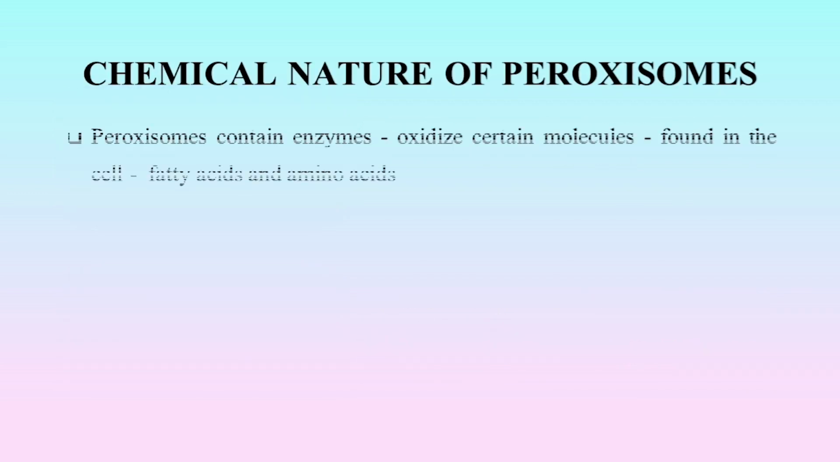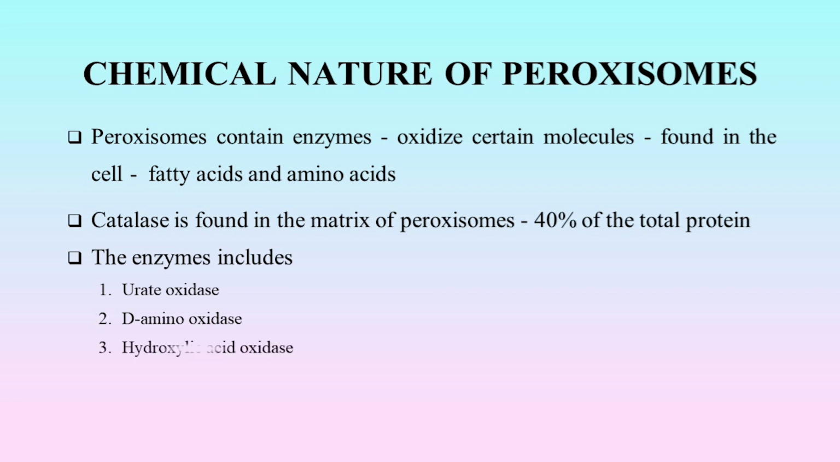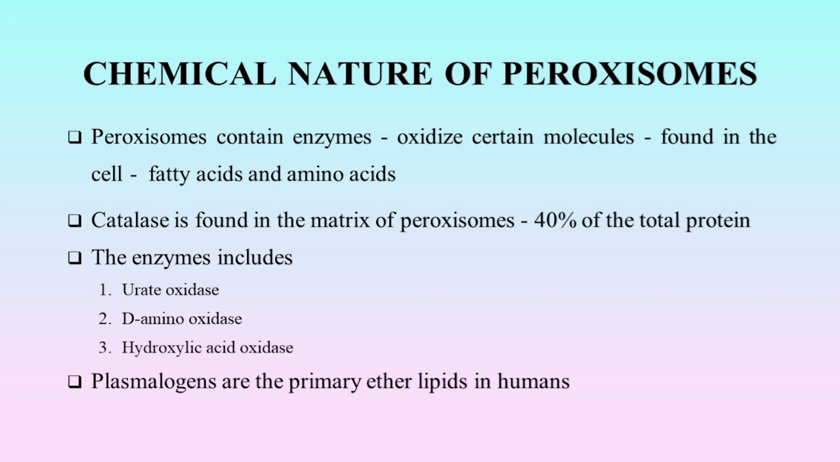Chemical nature of peroxisome. Peroxisomes contain enzymes that oxidize certain molecules like hydrogen peroxide, which are normally found in the cell as fatty acid and amino acid. Catalase is found in the matrix of peroxisome and represents up to 40% of the total protein. The enzymes include urate oxidase, D-amino oxidase, and hydroxylic acid oxidase. Plasmalogens are the primary ether lipids in human beings.